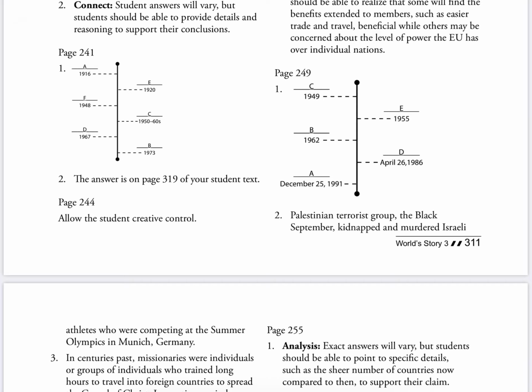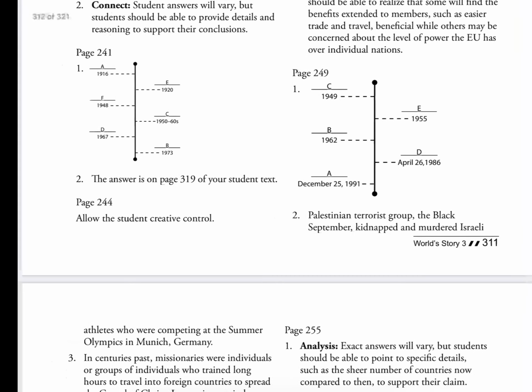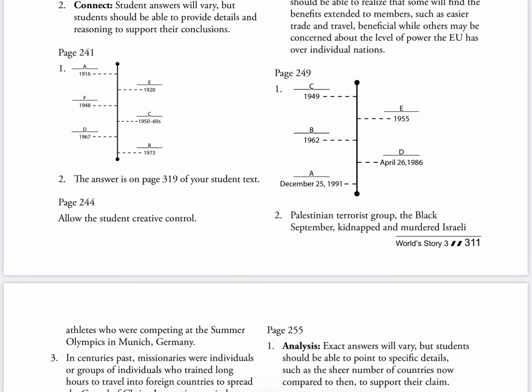And then for your timeline, in 1949, that would be C, 1955 would be E, 1962 would be B, April 26th of 1986 would be D, and then finally you have A on December 25th of 1991.